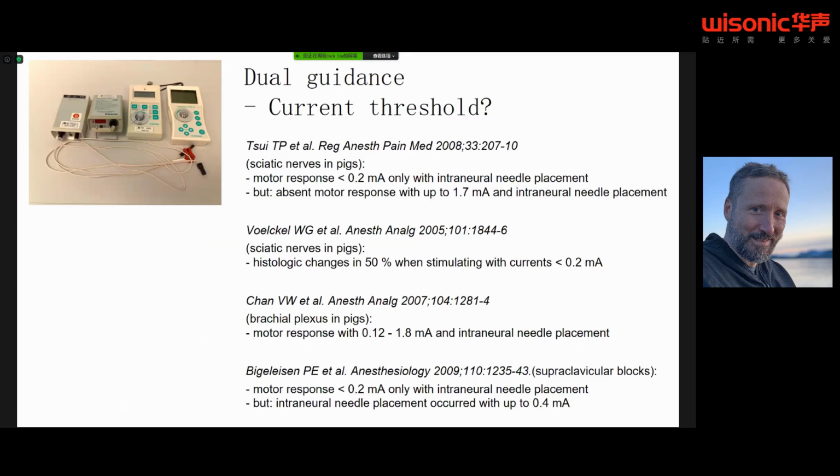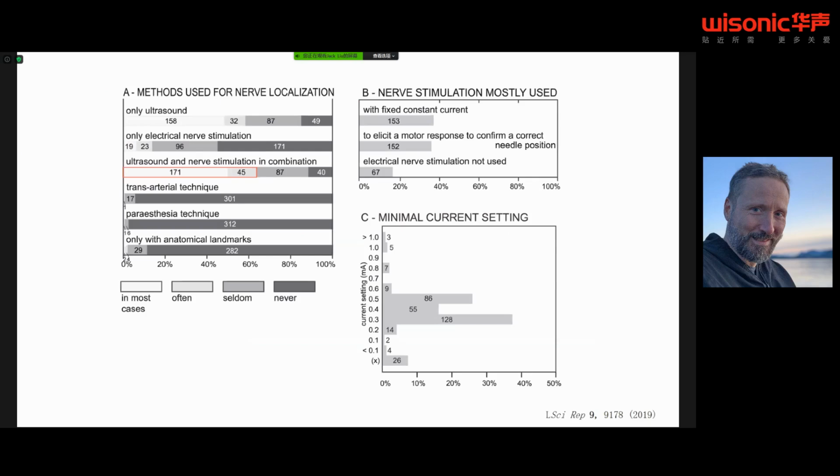Not everybody is using dual guidance as a standard method for peripheral nerve blocks. When you ask colleagues in different countries, when I ask my colleagues in Britain, Ireland, Norway, or Switzerland, they will come with different answers. In Norway, it seems dual guidance is not that popular compared to Switzerland, where more than 50% of the colleagues would use ultrasound and nerve stimulation in combination on a regular basis.